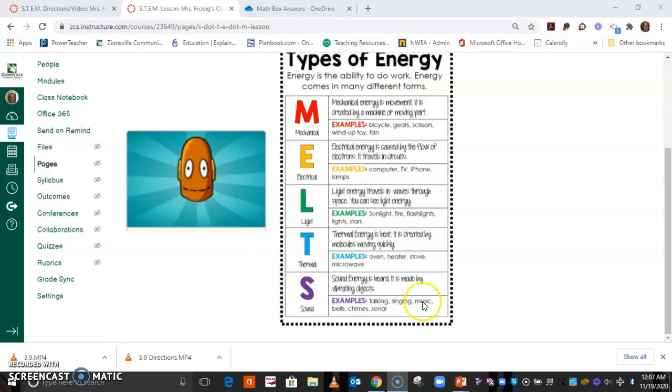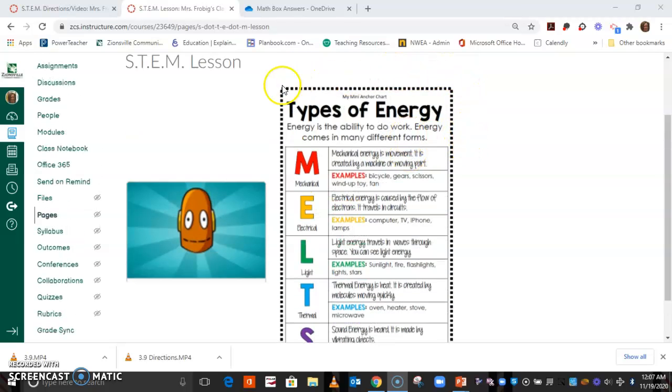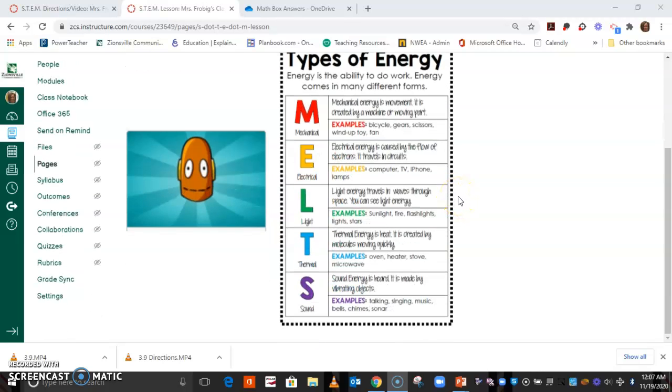Make a little chart here like they did and divide it up for MELTS. And we're going to have what it is, like this one for mechanical, what mechanical energy is, and then you're going to give some examples. Okay, so I know you are just copying it down. Instead of me handing this paper to you to glue in, you're just going to recreate it in your STEM notebook. Okay, and that's it.